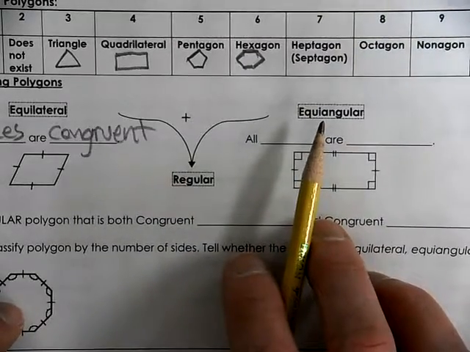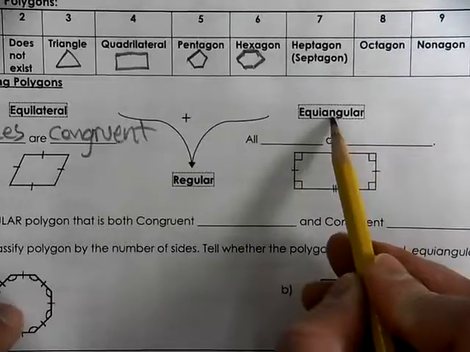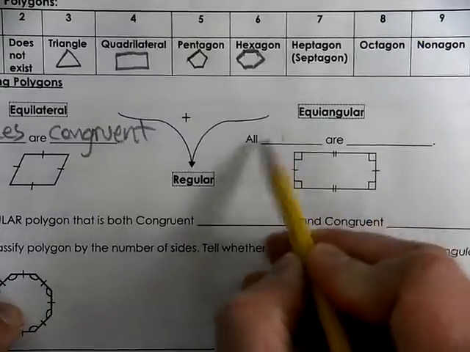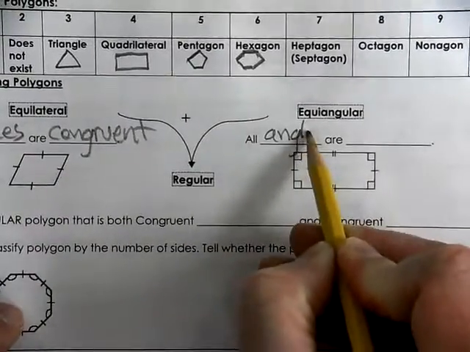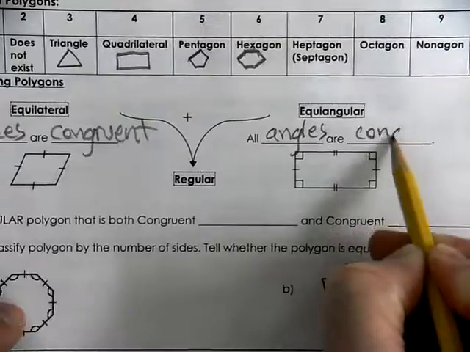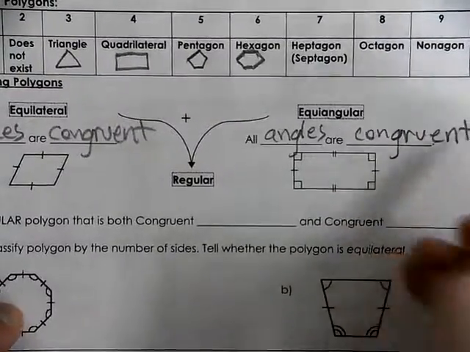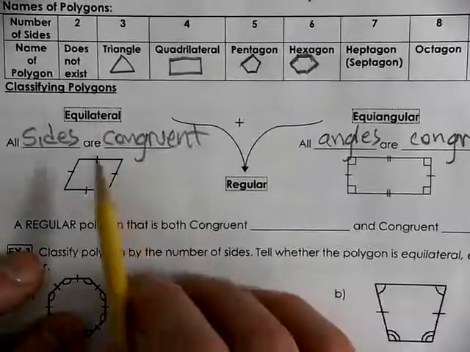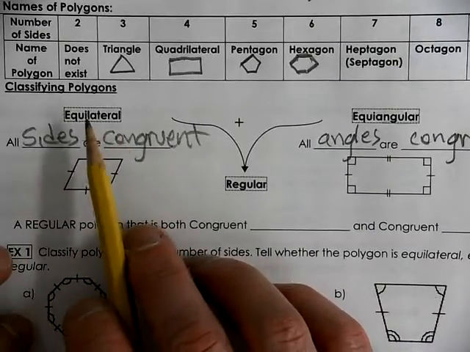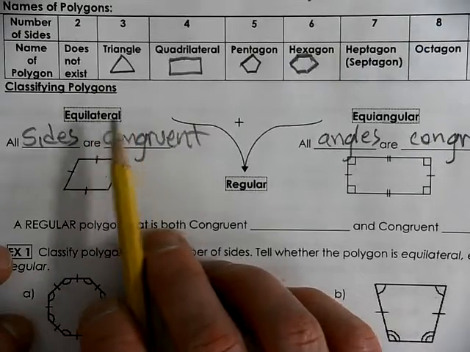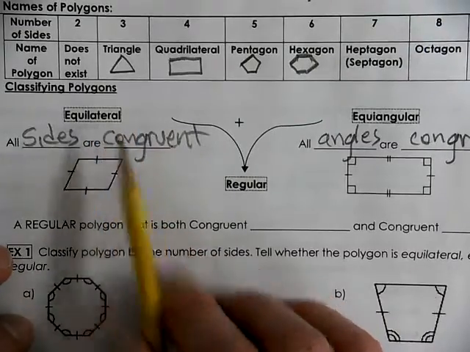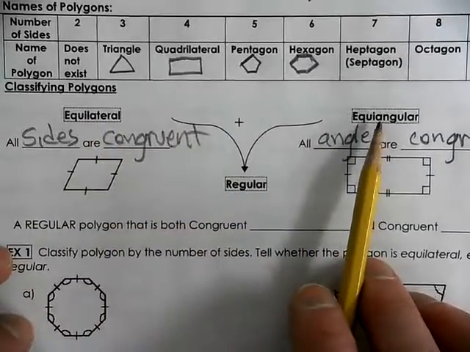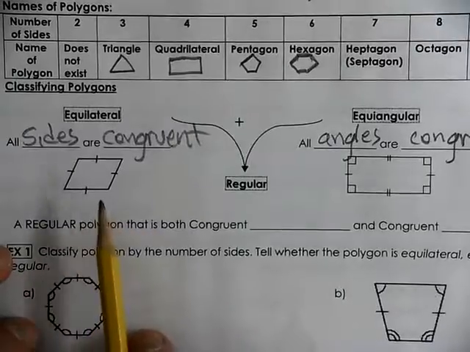Equiangular is going to have all equal angles. You can see the word angles pretty close to in here. Angular. So all angles are congruent. So if you hear something is equiangular, it has equal angles. If you hear something is equilateral, it has equal sides. Lateral meaning sides.